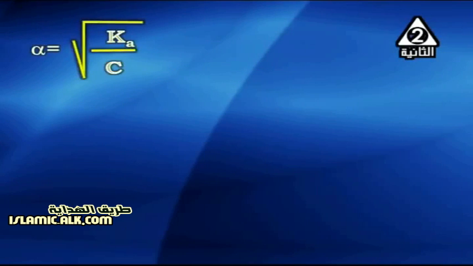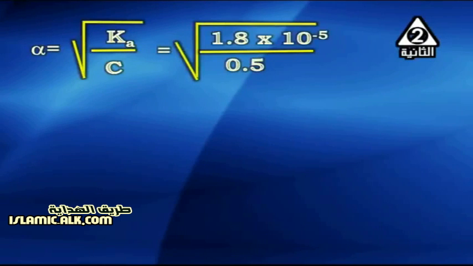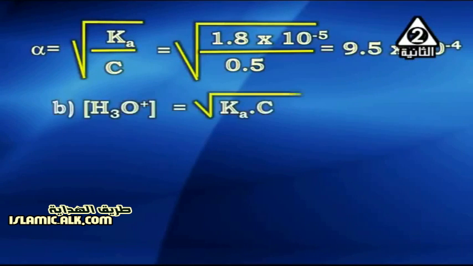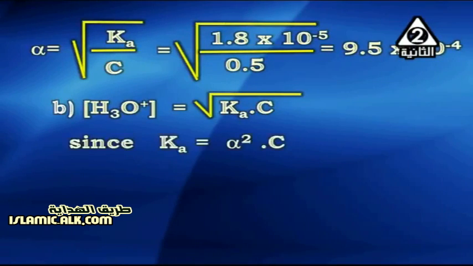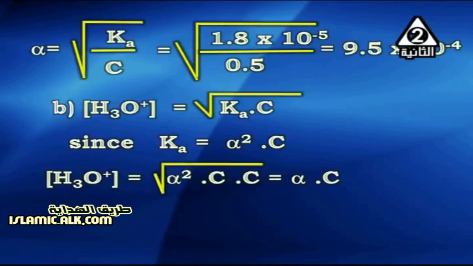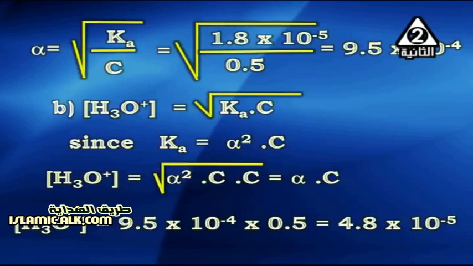As we know, the degree of dissociation alpha, by Ostwald's law, equals the square root of Ka over C, so it equals the square root of 1.8 times 10 to the power negative 5 over 0.5, which equals 9.5 times 10 to the power negative 4. The concentration of hydronium ion equals the square root of Ka times C, or we can say Ka equals alpha square times C. By substituting Ka with alpha square times C, the concentration of hydronium ion equals the square root of alpha square times C square, which equals alpha times C. So we can get the concentration of hydronium ion by knowing the degree of dissociation and the concentration of the acid.